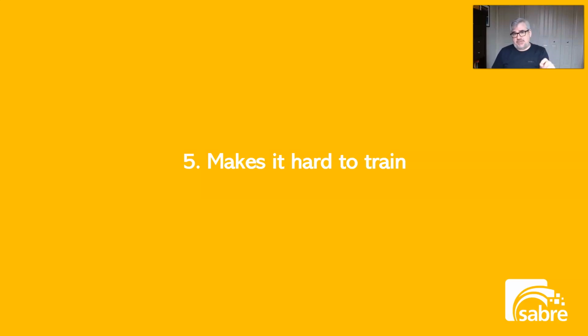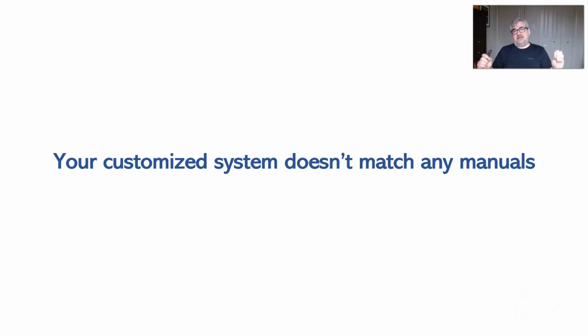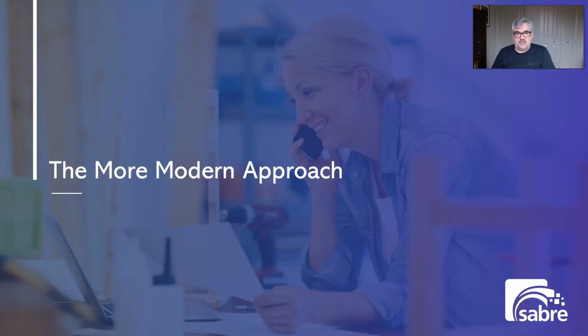It makes it hard to train because your customized system doesn't match any manuals, any YouTube videos, anything out in the market that users go and try to figure out how to do something on their own. So if you hire a new controller and the controller has gone out to the job costing module descriptions on YouTube, then they go into your system, but you customize the job costing so it's completely different. They're actually frustrated and they're upset because they can't use what they see on the internet.